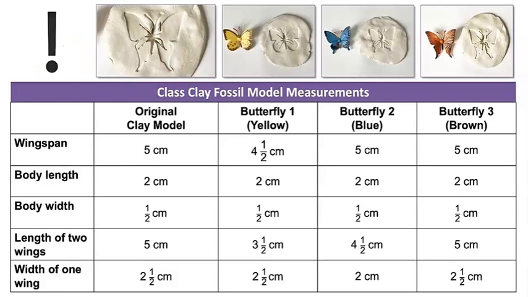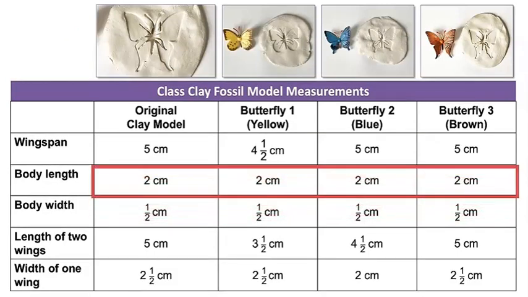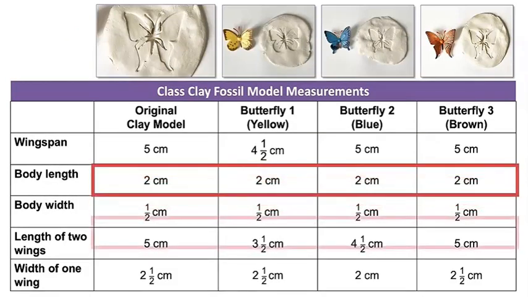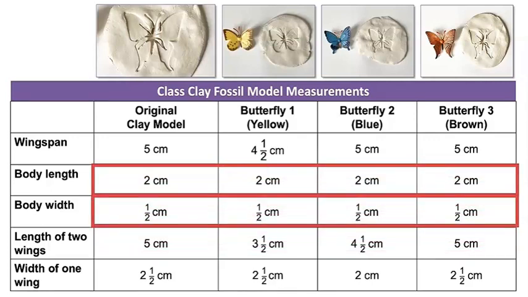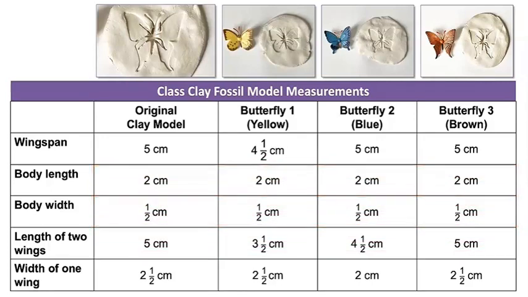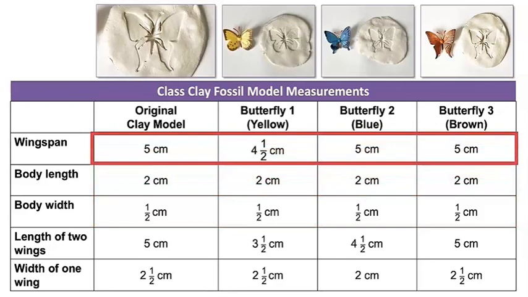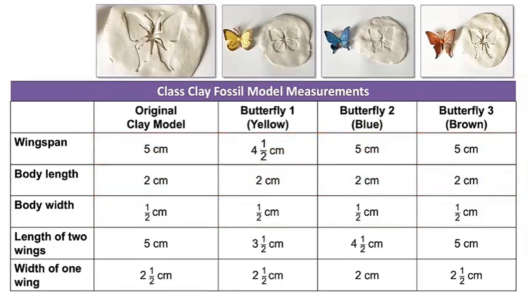I notice that the body length and body width are the same for all the butterflies. But take a look at the wingspan. I see some differences. The original clay fossil model's wingspan is 5 centimeters. Do you see which butterflies have the same measurement? If you see them, point at your screen.